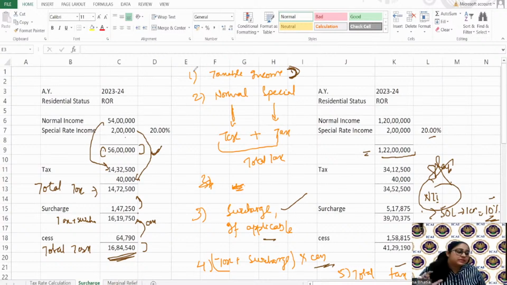Ganesh, for checking the surcharge, the entire income has to be taken, not only the special income. 20% pay, Baba, 2 lakh pay 20%. This is the question here.